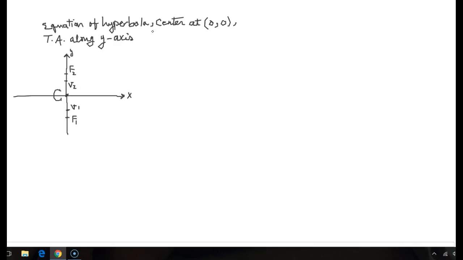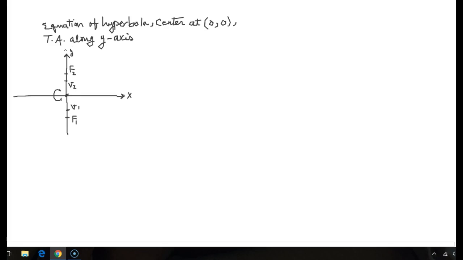So for the equation of a hyperbola where the center is at the origin (0, 0) and the transverse axis, here I just wrote TA, transverse axis is along the y-axis. As we know previously, transverse axis means the line that passes through the 5 important points of a hyperbola. Those 5 important points are the center, the 2 vertices, and the 2 foci. So F1, F2, V1, V2, and C, the center.